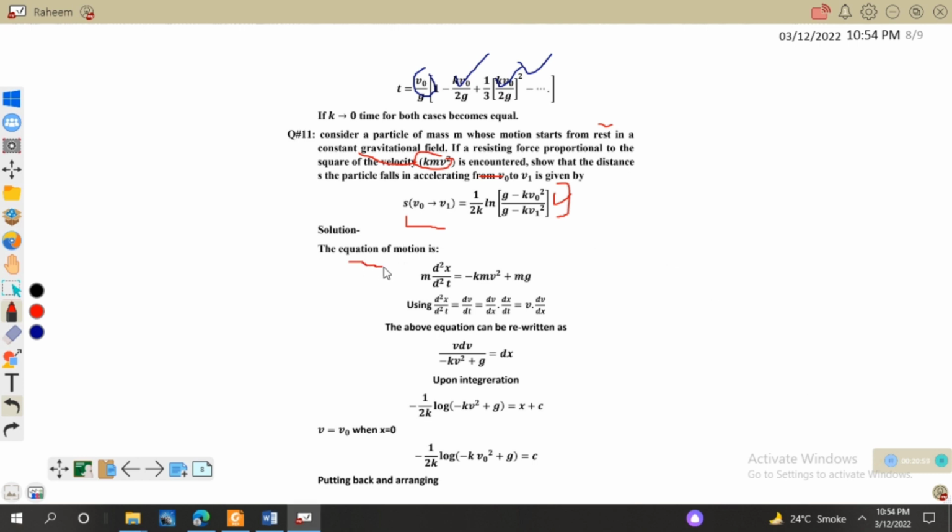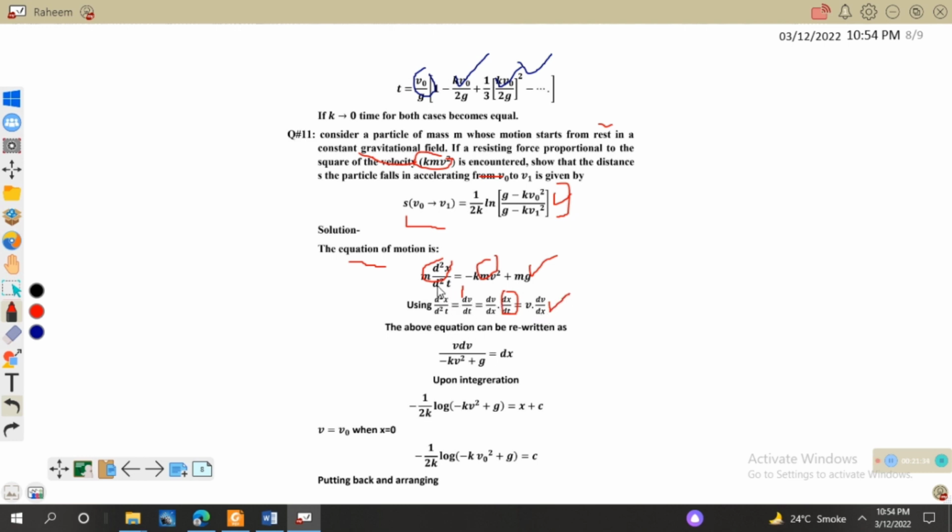The equation of motion is m a equal to the frictional force and the gravitational force. So we will solve this equation. We can write d square x over dt square is equal to dv over dt, because acceleration is the double derivative of displacement or the single derivative of velocity. If we use the chain rule, dv over dx times dx over dt, where dx over dt is the velocity, and dv over dx is another term.